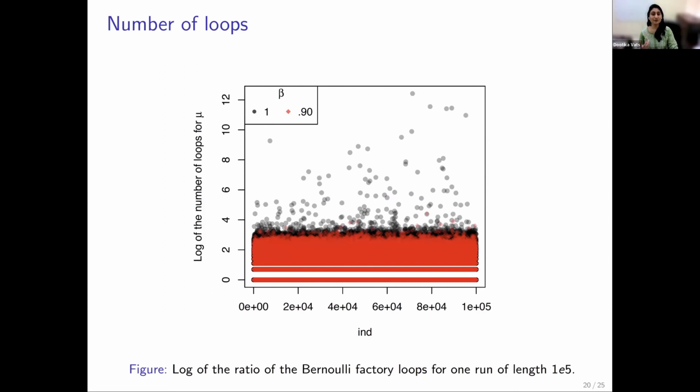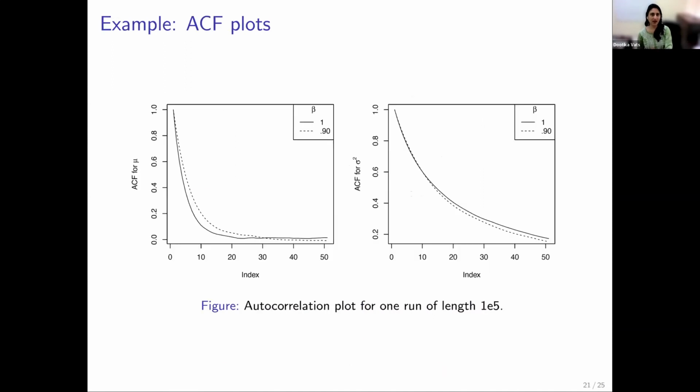But are we sure that the efficiency is similar? Let's take a look at that. I can also look at ACF plots, or autocorrelation function plots, for both mu and sigma squared, which are the two updates which were intractable for us.